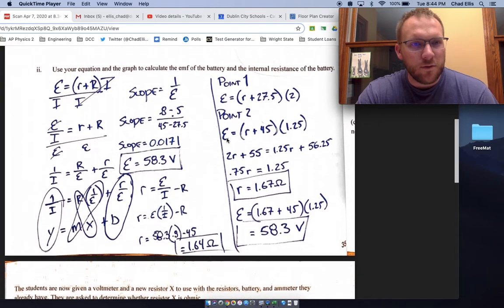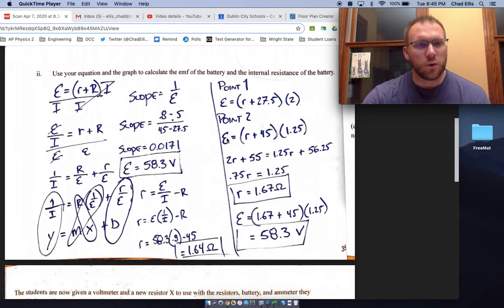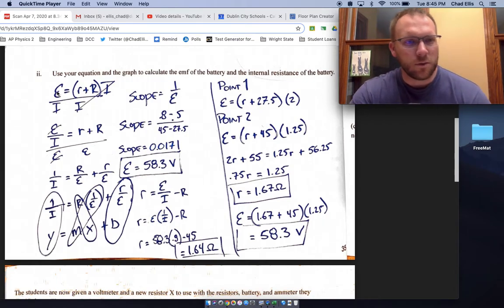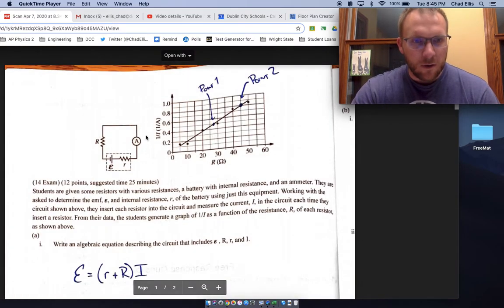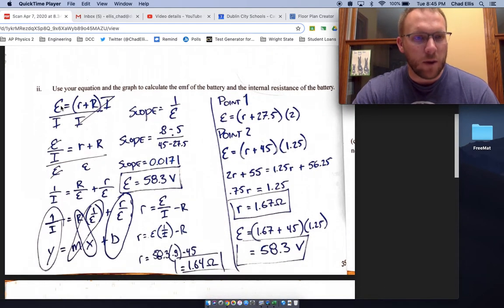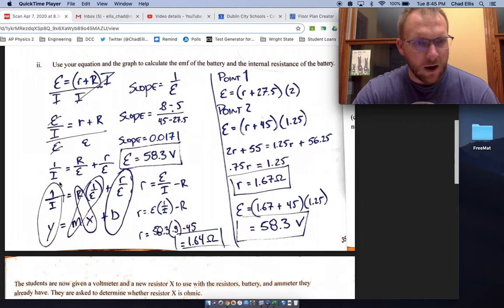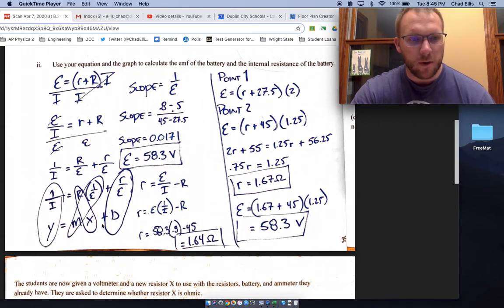All right, so one way you can go about it is using that equation and having it relate to the graph that we made. If we solve for it in terms of y equals mx plus b, my y value needs to be my inverse current, my x value needs to be my R. So what I would do is divide each side by the current, and then I get EMF over I equals R plus r. If I then divide each side by the EMF, I get 1 over I, which is my y value, equals R over EMF plus little r over EMF, right?